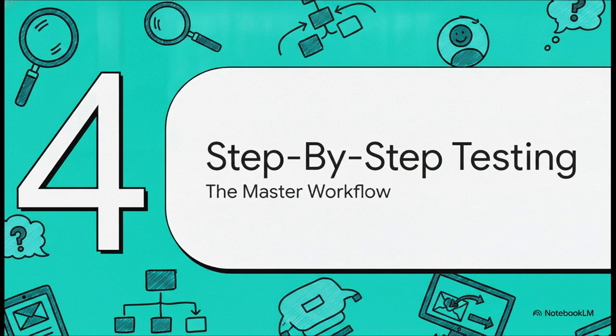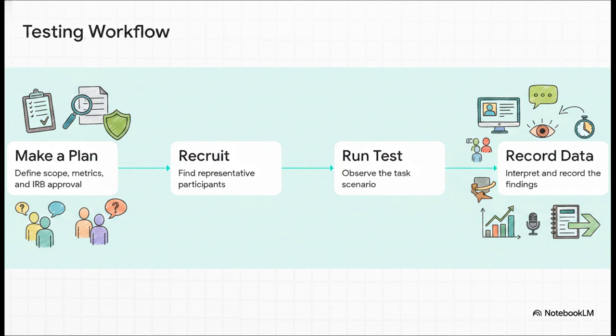Let's get into the how-to with Section 4, step-by-step usability testing. Executing this testing comes down to a super simple 4-step playbook. First, make a plan. You've got to outline your scope, define your metrics, and get any necessary legal or IRB approvals. Second, you recruit real users. Third, you run the actual scenarios and observe them in action. And lastly, interpret and record the data. You want to blend your qualitative observations with your quantitative metrics to build a really cohesive report.